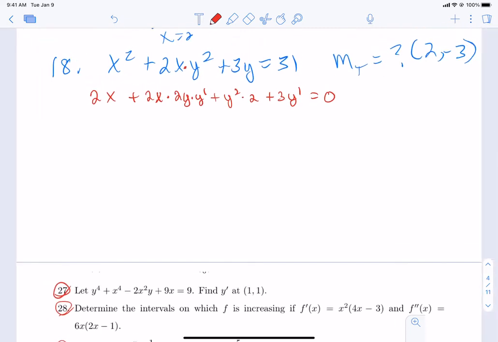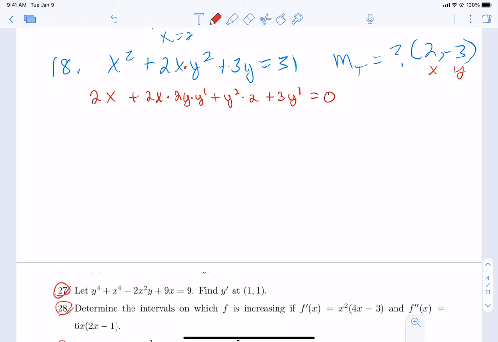Okay. Now we want to know what the slope of the tangent is at the point (2, -3). So now what's great is we have an equation with x's and y's and y primes in them, but we have the x and the y. So every place we see an x, we're going to put a 2. Y's are going to be a negative 3. We'll be able to find y prime, okay?